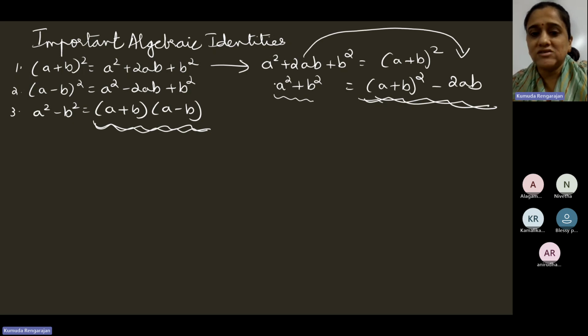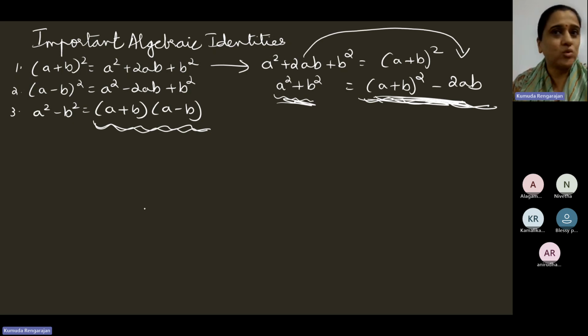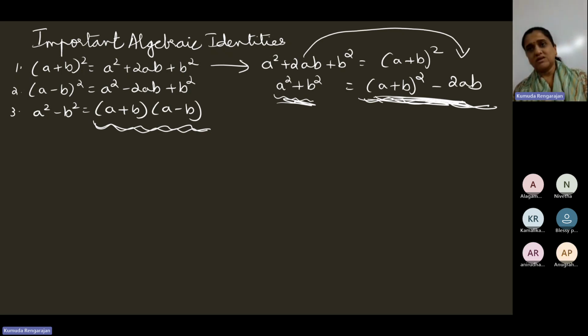These are not the factors of this expression, because you can clearly see that this side is not a product. It's a plus b the whole square minus 2ab. It's not a product. Only when you write an expression as a product of two or more terms or two or more expressions, it's factorization.